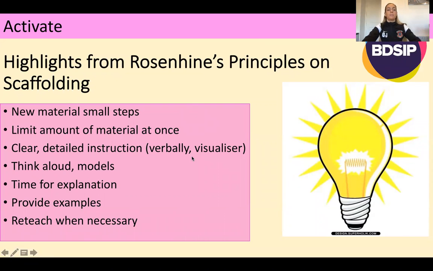So here are some highlights from Rosenshine's principles on scaffolding. I've just unpicked them from the research. New materials in small steps, limit the amount of material at once, clear, detailed instructions. So that might be verbally, using the visualizer, using that video that I've just given you so they can visually learn that for themselves as well. Think aloud models, time for explanation, provide examples and reteach when necessary.